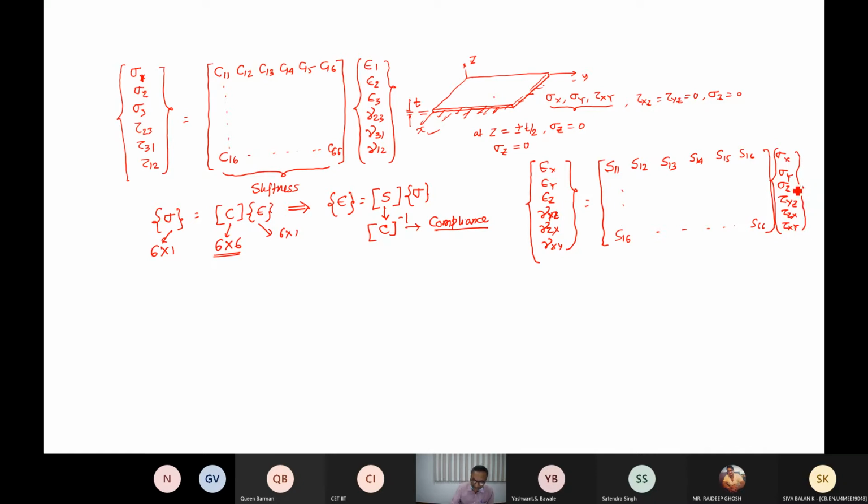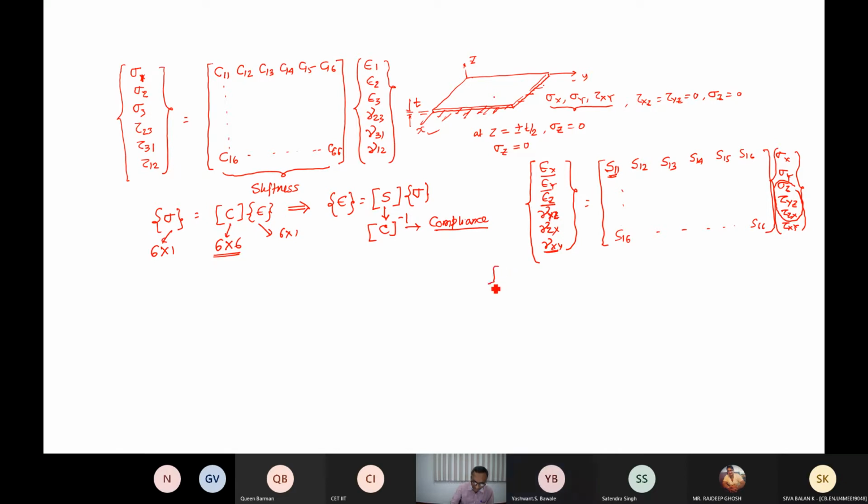So these three stresses are not there. Therefore, we can straight away take the compliance only relating epsilon x, epsilon y, and gamma xy. And we can show, please go back and see the slide, that even though epsilon z will be there, this is not independent. This is a function of epsilon x and epsilon y. I have clearly explained that.